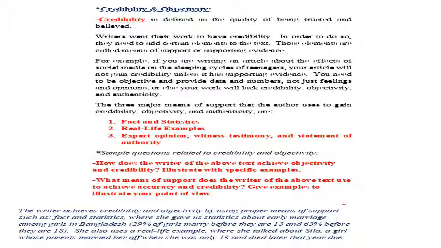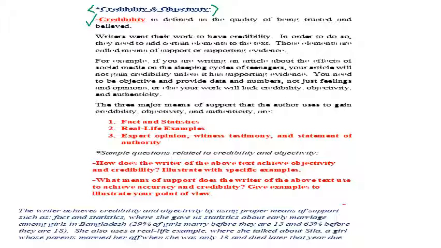Okay, now when we reach credibility and objectivity, I told you both words mean the same. We can also say authenticity. Credibility, objectivity, authenticity, accuracy all mean the same, and I might use those words interchangeably when I am referring to the same thing. Credibility, what do we mean by credibility? If you are a credible person, you are a believable person. People trust you, people believe you.